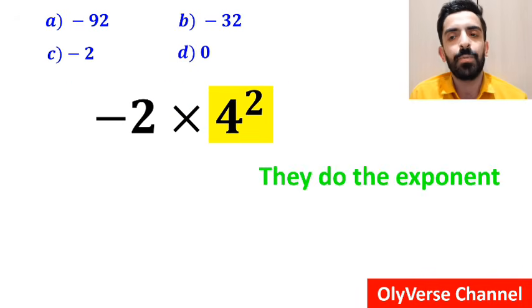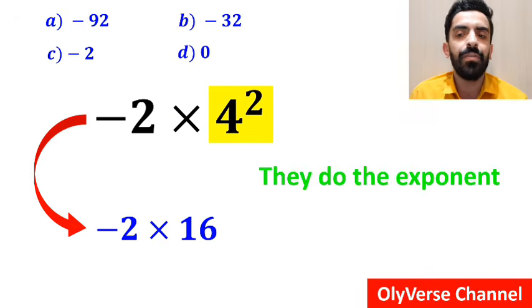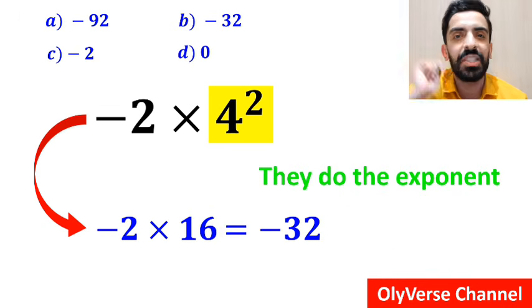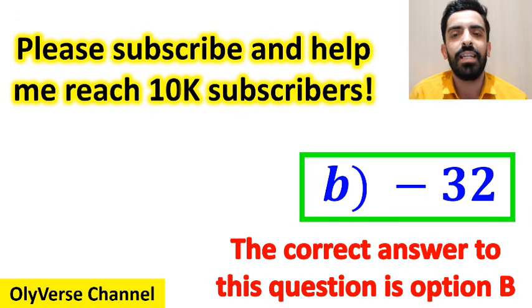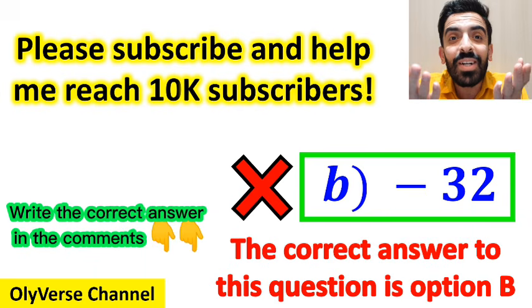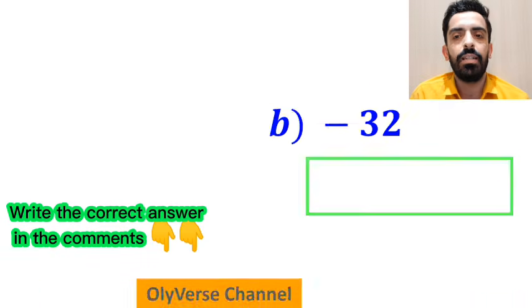Finally, they do the exponent and simplify this expression to negative 2 times 16, which finally gives them the answer negative 32. Then, they quickly say that the correct answer to this question is option B. However, it's not the correct answer to this question.